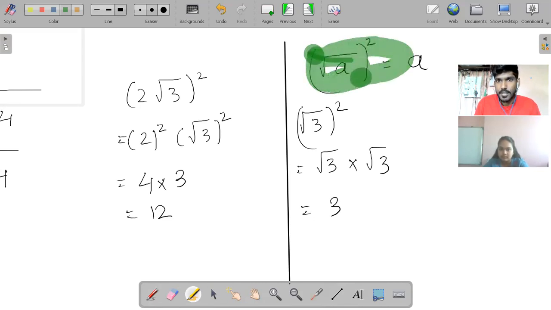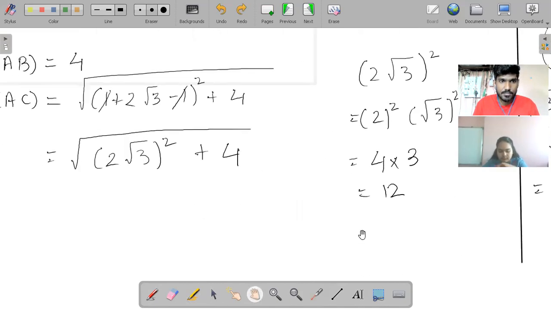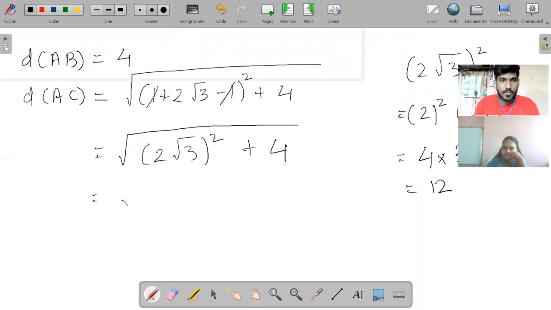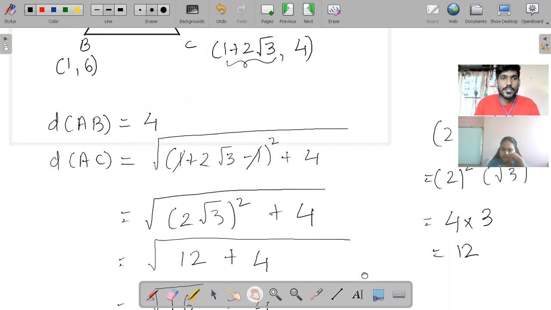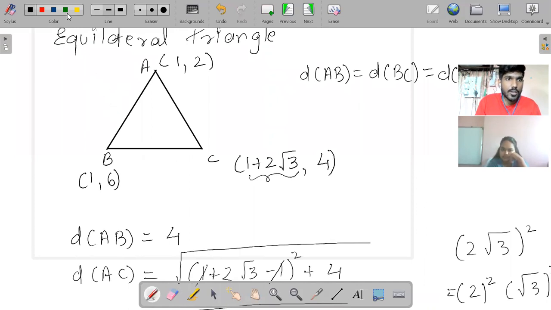Keep this property in mind: the square of a square root will be equal to the number which is inside the square root. So now coming back to our sum, the square of 2 root 3 is 12, and this is plus 4. How much is 12 plus 4? 16. And what is the square root of 16? 4. So we are done with AC. AB we got 4, AC also we got 4.